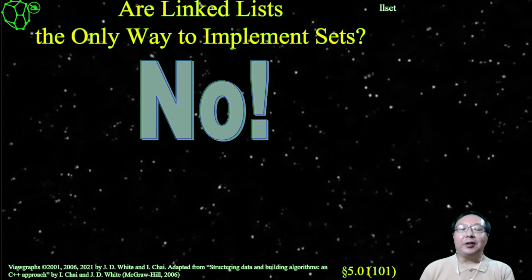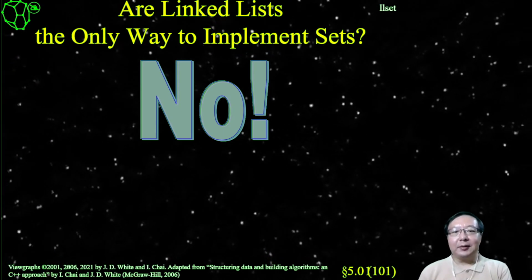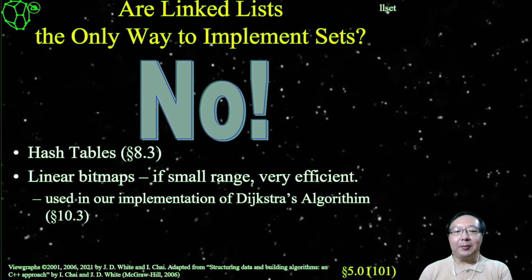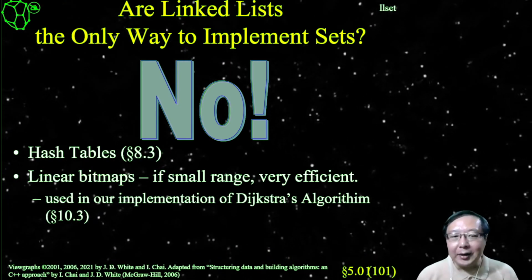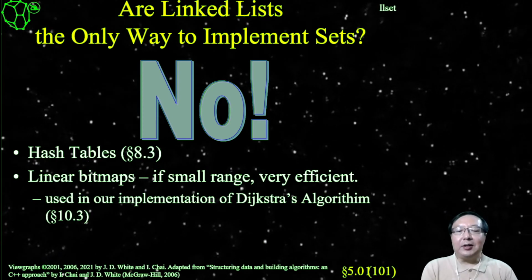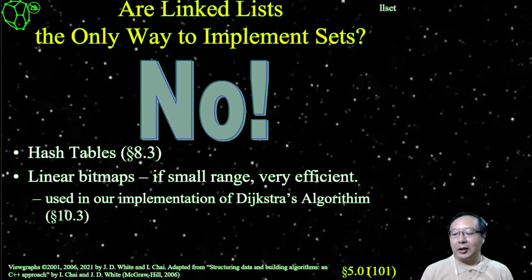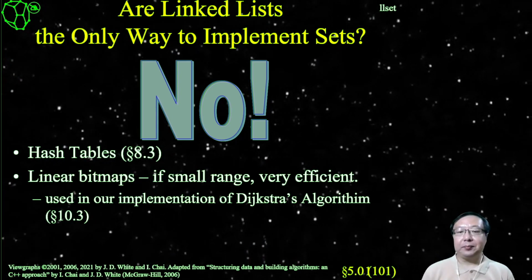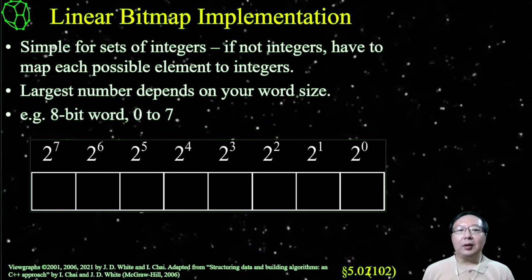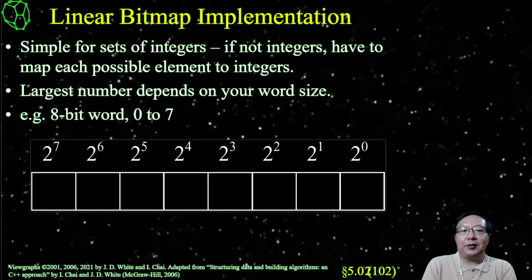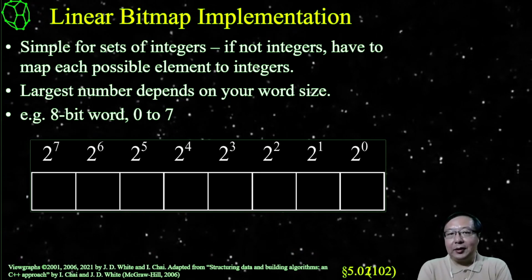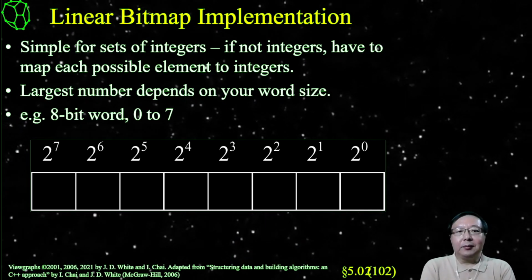Now linked lists are not the only way to implement sets. We can use hash tables, we can use linear bitmaps, and this is great if the range is small enough to fit into our integers or our large integers. Okay, I'm going to demonstrate this using just 1 byte. Okay, how to do the linear bitmap implementation.